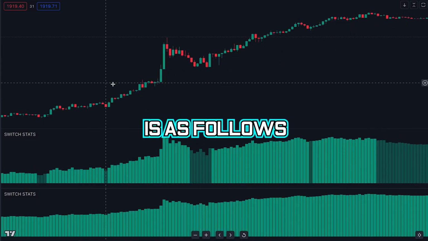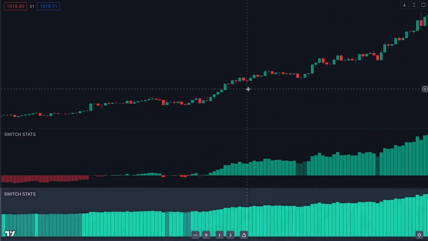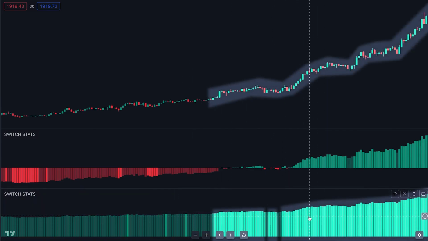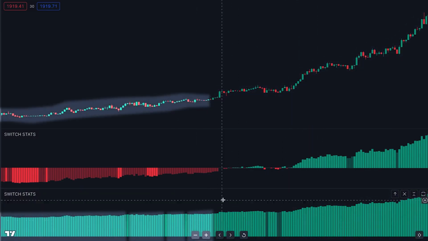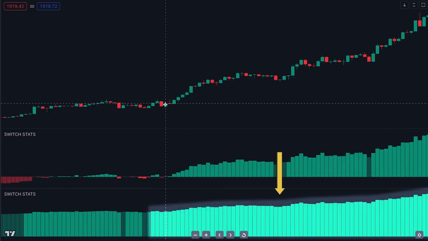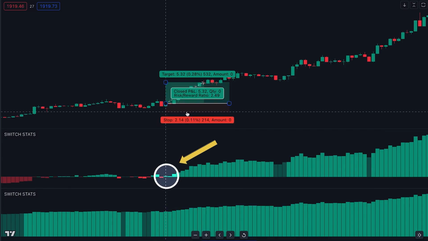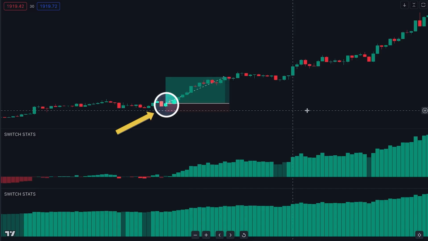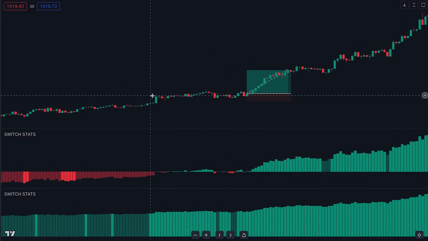Now the strategy is as follows. We want to observe the daily trend. These bright colors indicate a strong trend while darker colors indicate a weaker trend. For buy trades, if the trend is strong, we want to wait for a buy signal on the 4-hour instance. We will keep stops below the swing low and target a 1 to 3 risk to reward.